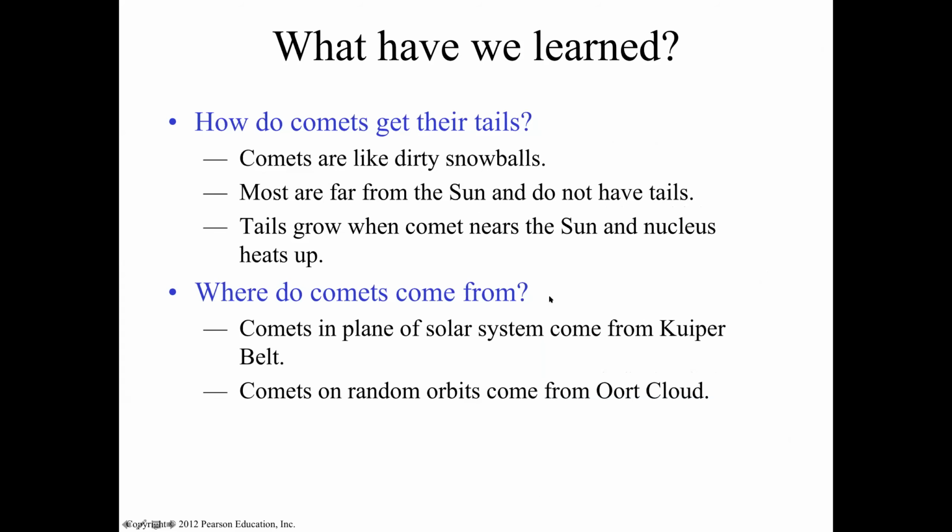So what have you learned? Comets are like dirty snowballs. Most of them are really far from the sun. Once they get close to the sun, they start to grow a tail. Tails grow when comets near the sun, and the nucleus heats up. Comets in the plane of the solar system come from the Kuiper Belt. Comets in random orbits come from the Oort cloud, as we just talked about.